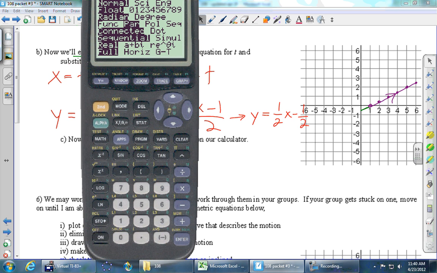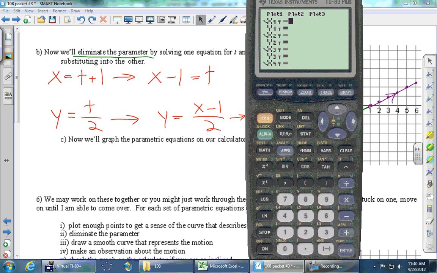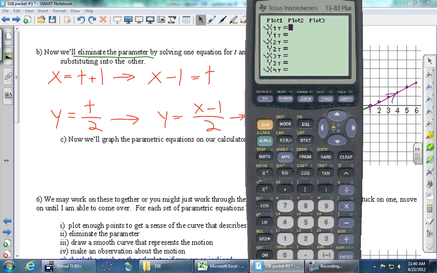set it to parametric, then go into y equals. Okay, looks different. It says x1 with a t and then y1 with a t. Okay, super, I can type this in. What was x equal to? t plus 1. Where do you think we're going to find the t? It's on the x button. The button that says x also says t. T plus 1. That's the x equation. And then you hit enter and you go down to the y equation. T divided by 2.